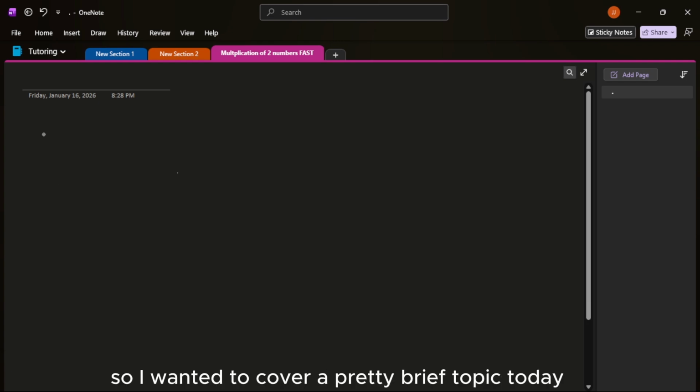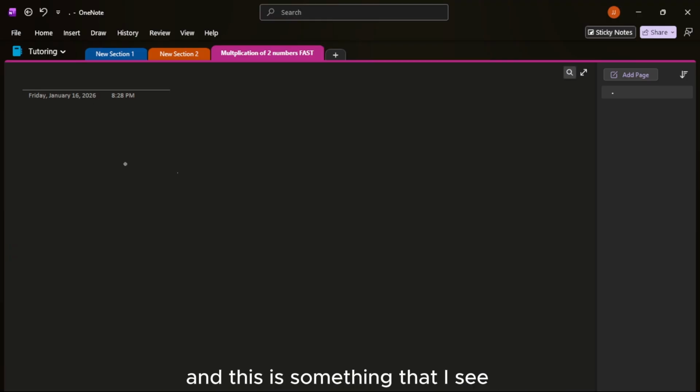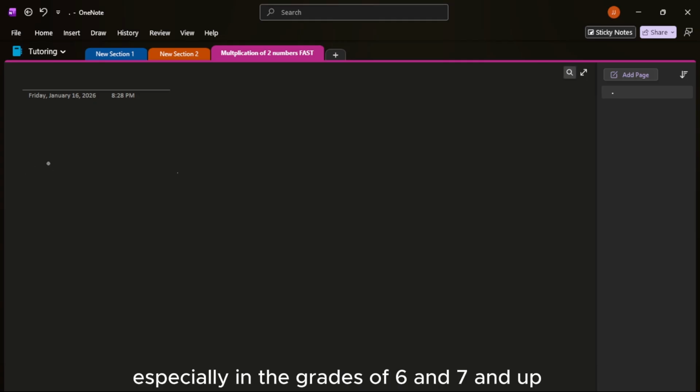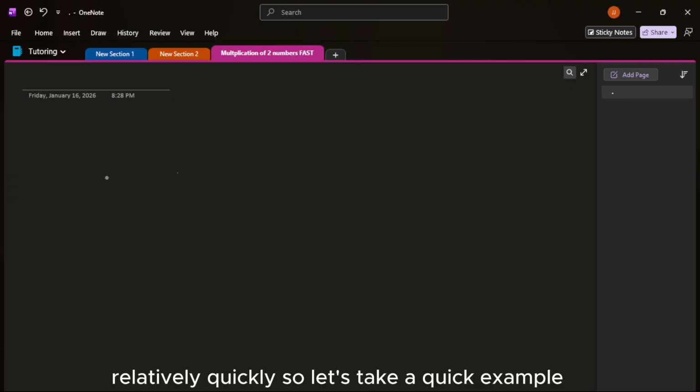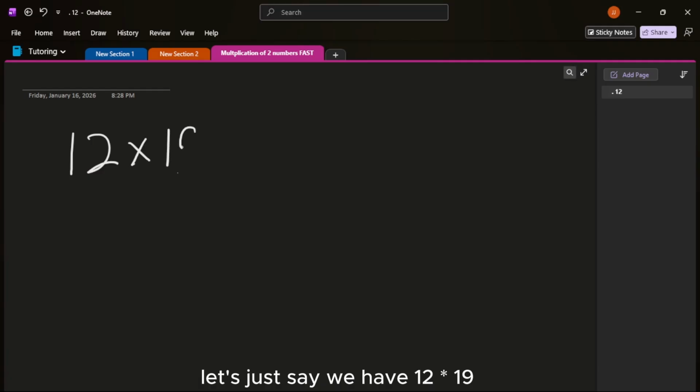Alright guys, so I wanted to cover a pretty brief topic today, and this is something that I see some of my students struggle with, as well as other people, especially in the grades of 6 and 7 and up. And that is multiplying two numbers with two digits relatively quickly. So let's take a quick example. Let's just say we have 12 times 19.